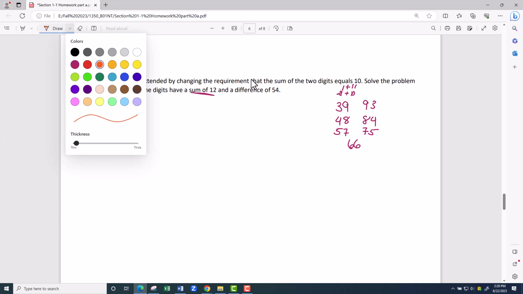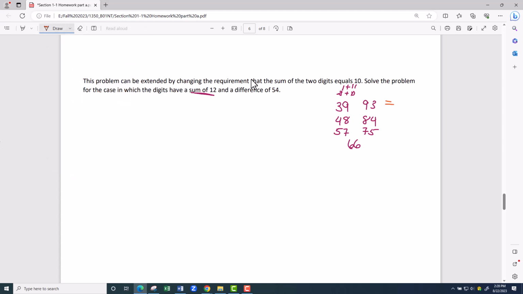And then we find their difference. So the difference between 39 and 93 is going to be 54. The difference between 84 and 48 is going to be 36. The difference between 75 and 57 is going to be 18. 66 and 66 would be 0. So we want the sum of 12, the difference of 54. That's going to be this one right here, 39 and 93.